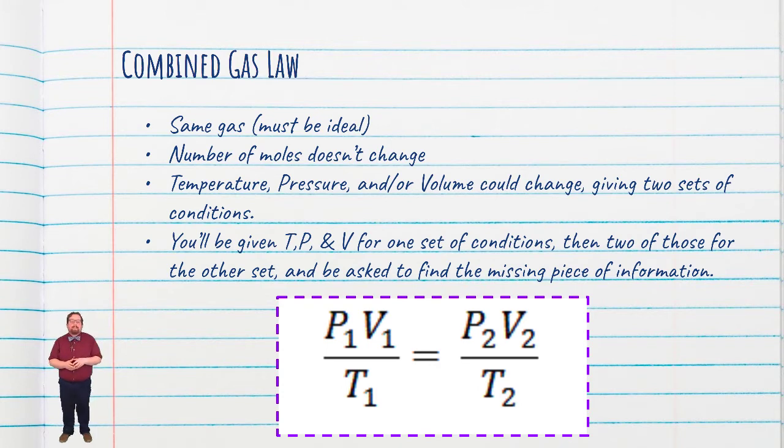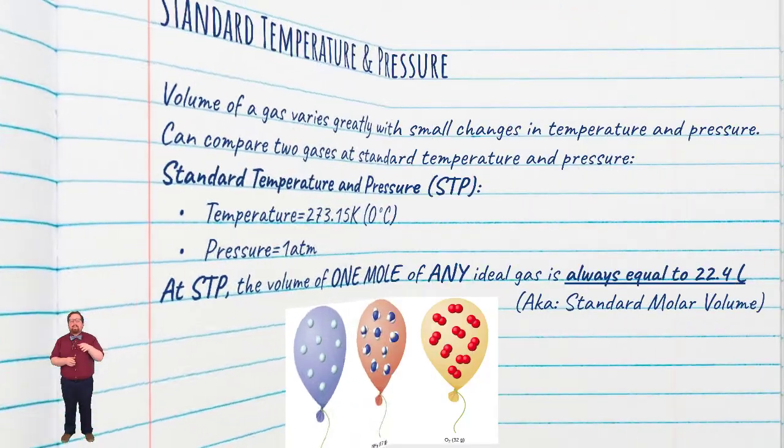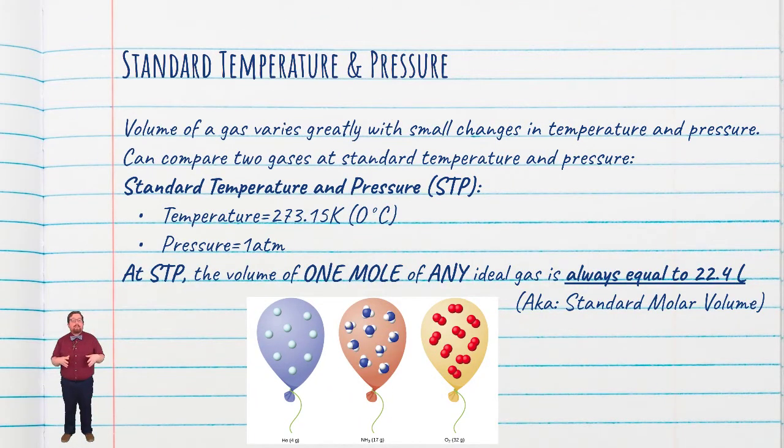An example of this would be if you were given the volume, pressure, and temperature of a gas at one set of conditions, and then given 2 of those variables for the same gas at a different set of conditions, and then you can easily find the third from there. You could do this using only the ideal gas law, but using the combined gas law saves you a number of steps.